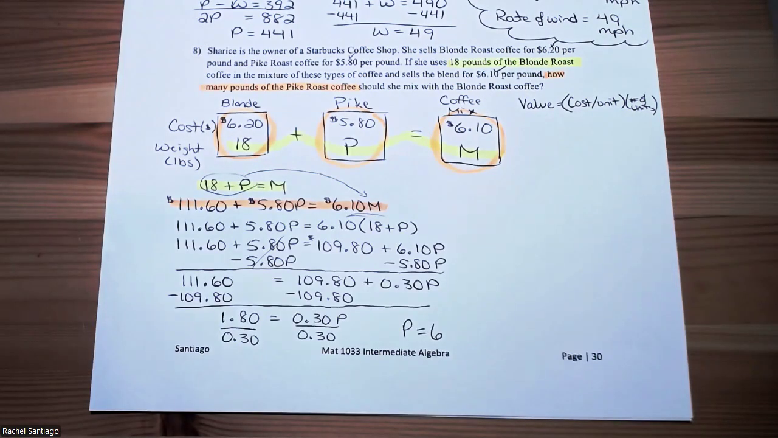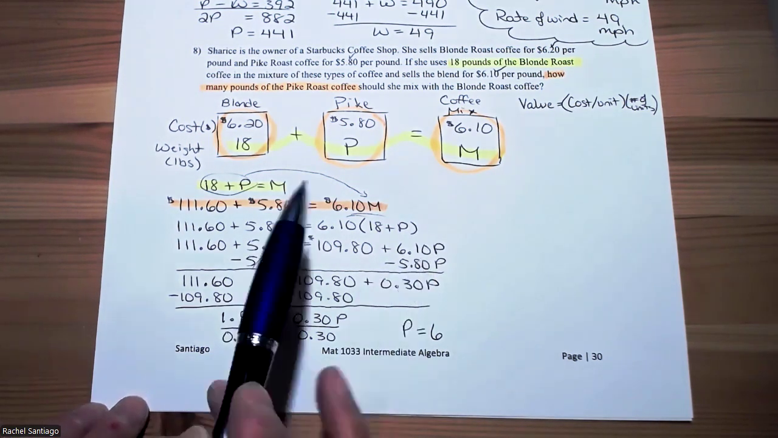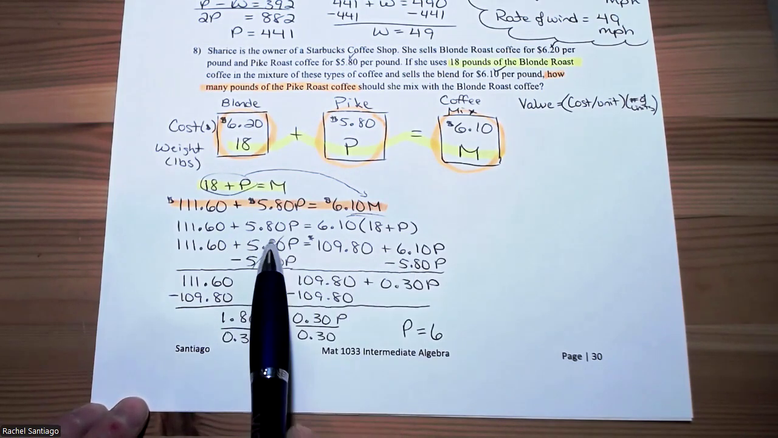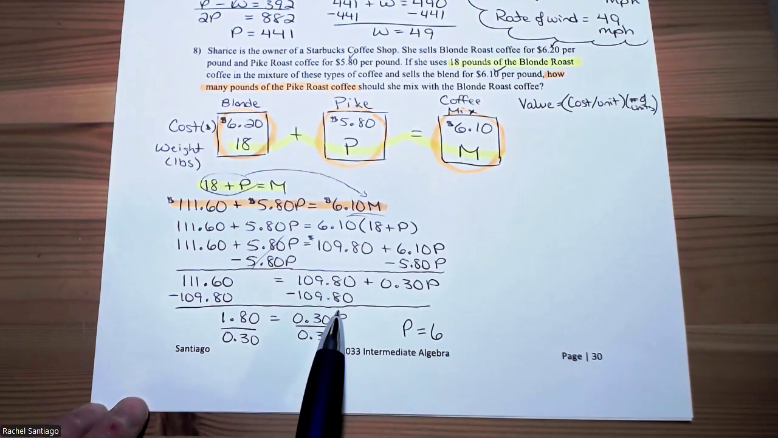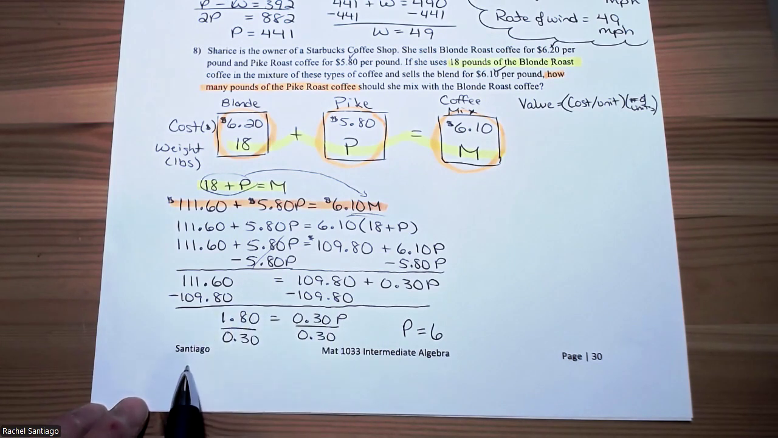Okay, and here we have our solution. So we brought over the 5.80p. Always move the variable terms first. It's going to make life a lot easier. I moved the smaller variable to the larger, in terms of their coefficients. And then, of course, I brought the 109.80 over to the left, so that I can isolate the term with P on one side and the constant on the other. In order to solve for P, I had to divide by its coefficient, which is 0.30. I did that to both sides, and I find that P is equal to 6.